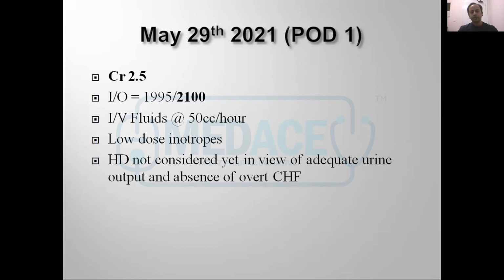On the first post-operative day, creatinine jumped up a little bit to 2.5. The patient still had a good urine output. We decided to start low-dose IV fluids, along with low-dose inotropes. Hemodialysis was not yet considered because the patient was producing good urine.